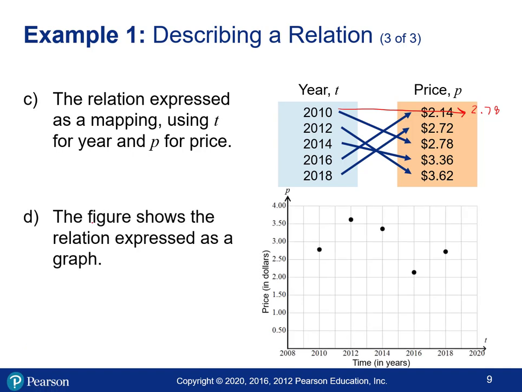Okay, and then the last part is the graph of this relation. Notice that the horizontal axis, our x-axis, is labeled T for years, for time, and the y-axis is labeled P for price, and every ordered pair gets a point. In 2010, the price was $2.78, which is about right here, and we have a point at that location. We do that for all 5 input and output values.